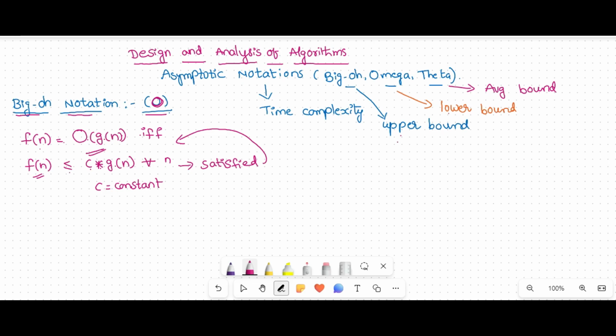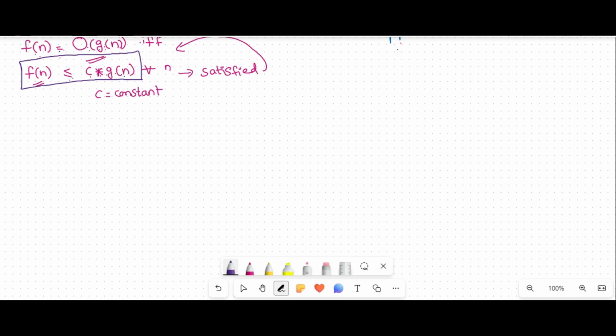So, we can say that f of n equals big O of g of n if and only if this condition is satisfied: f of n is less than or equal to c into g of n. Let us discuss with examples. What is the meaning of this? What is f of n? What is g of n? What is c? What are all these things?